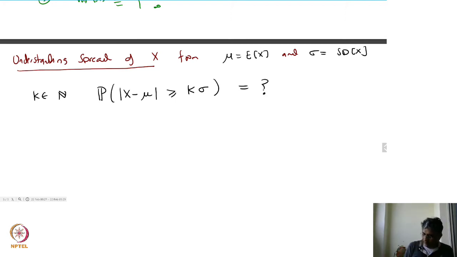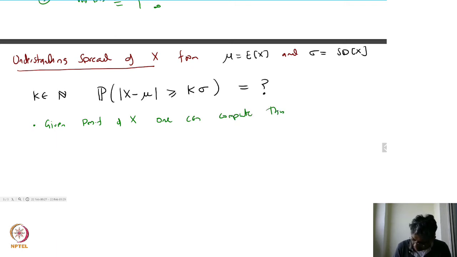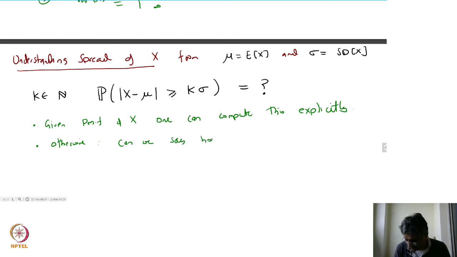Of course, two things to keep in mind. Given the PMF of X, the probability mass function of X, one can compute this explicitly, right? There's no problem. But of course, can we otherwise? The question I want to ask is, can we estimate this? Can we provide bounds for this? Can we say how large or how small things can be?